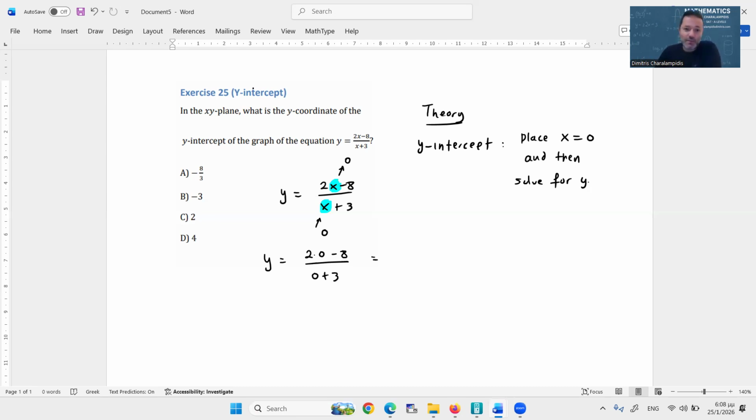So let's continue. y equals (2 times 0 minus 8) over (0 plus 3). It is easy to see that this is negative 8 over 3, so negative 8/3, and this makes A the right choice for us.